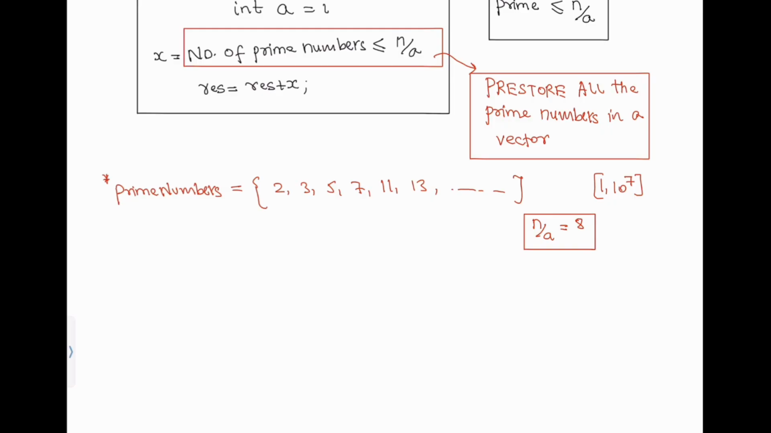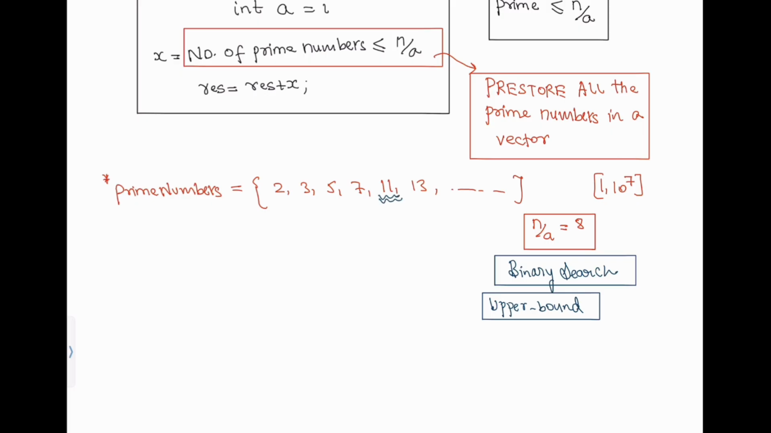Since linear search will be very time consuming because the array can be very big, because we are storing all the prime numbers from 1 to 10 raised to the power of 7, we can apply binary search. And in binary search, we can directly use the STL function of upper bound. So what is the upper bound of 8 in this array? If we see, the upper bound of 8 is going to be this value.